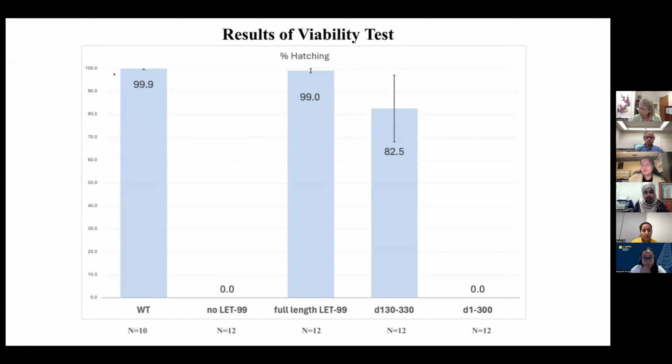The wild type shows 99.9% viable embryos, while both no lead99 and delta 1 to 300 show 0% viable embryos. Full-length lead99 protein has 99%, while delta 130 to 330 shows 82.5% viable embryos.